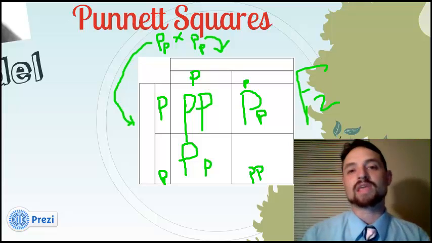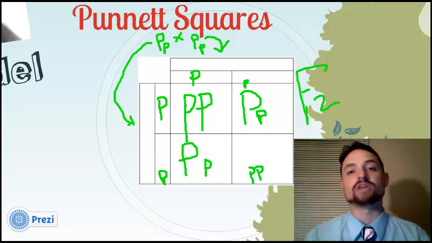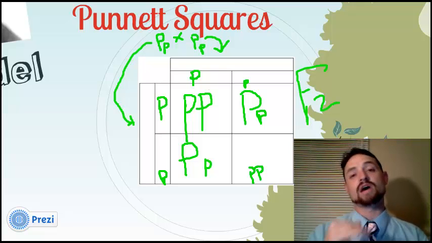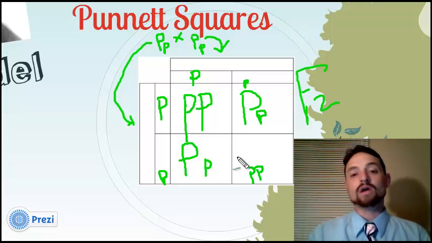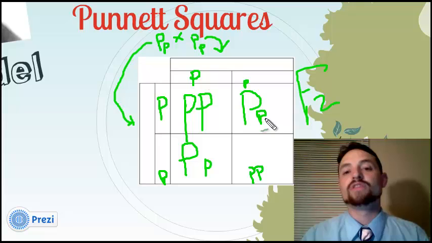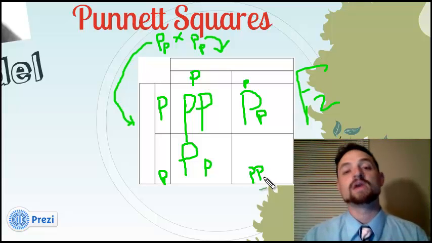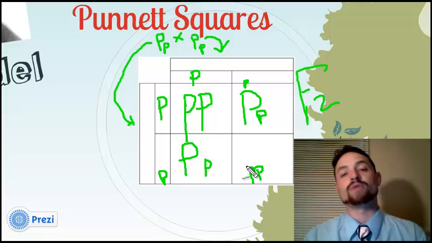And we know this to be the case because when you look at his 3-to-1 ratio, he said that in his F2 generation he got 3 purple to 1 white. When you add up the phenotype of these boxes, this one is purple because the dominant allele is there. This one, because the dominant allele is purple. This one, because the dominant allele is purple. This one, no dominant allele, recessive. So it's a 3-to-1 ratio. That is the phenotypic ratio.